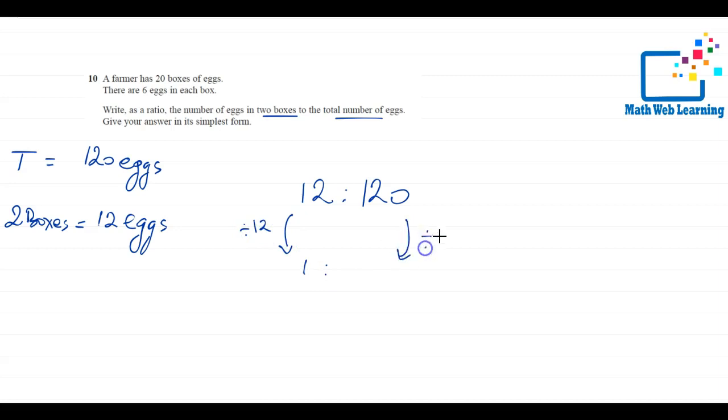Divide by 12 to get 10. So the answer, the ratio we want, is 1 to 10. Alright. Next question is question 11.